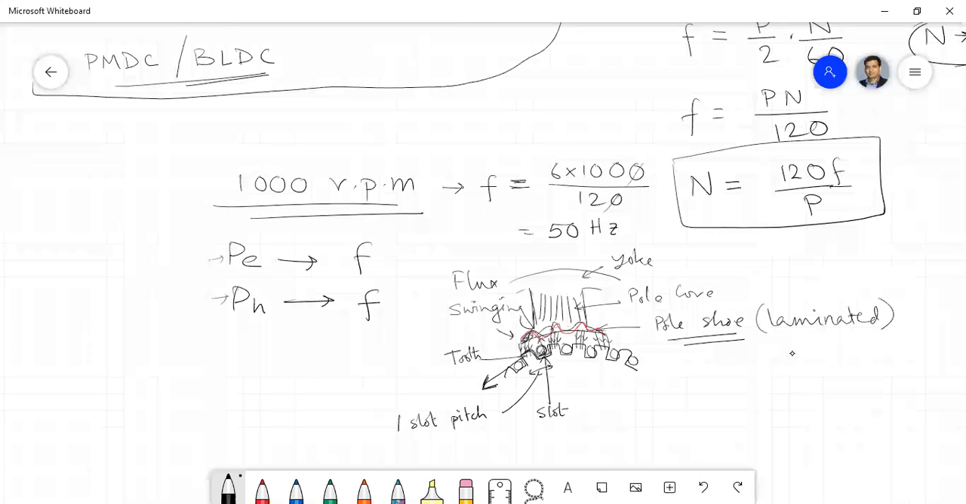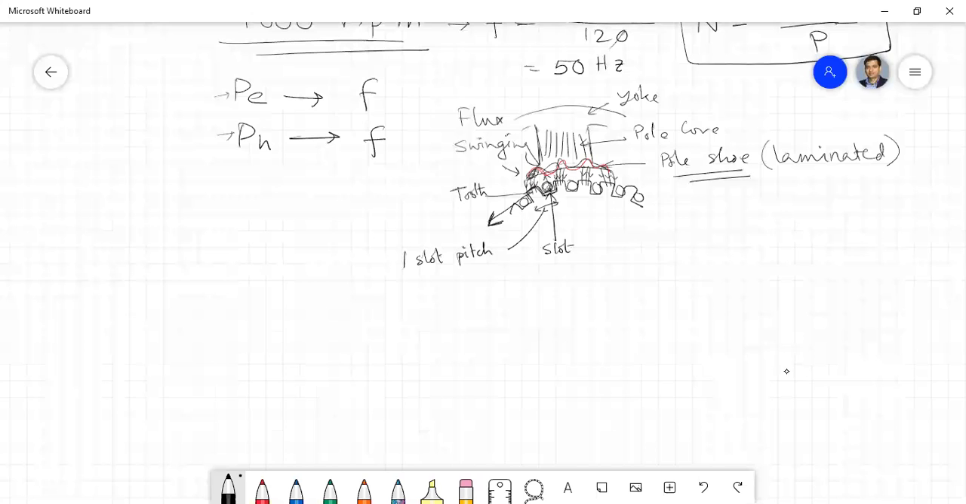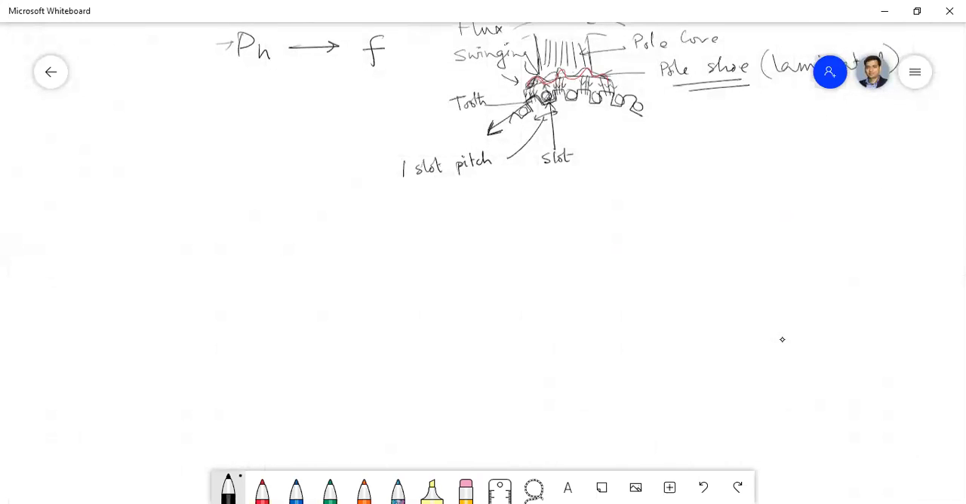Okay, so this is the point I wanted to mention regarding this construction, and if I have one more thing I will discuss it at a later stage. Now let me show you the symbol for a DC machine.